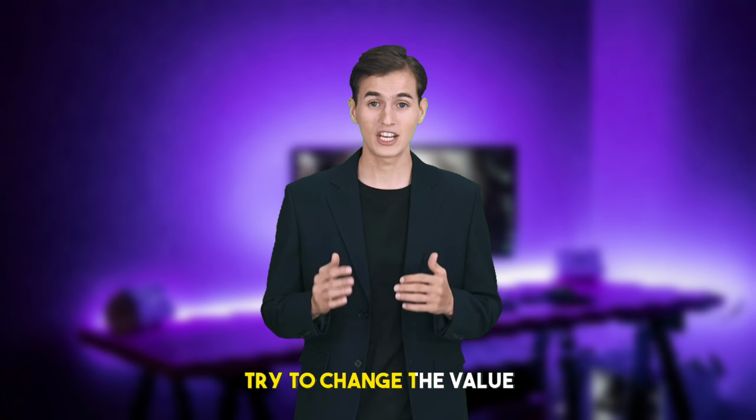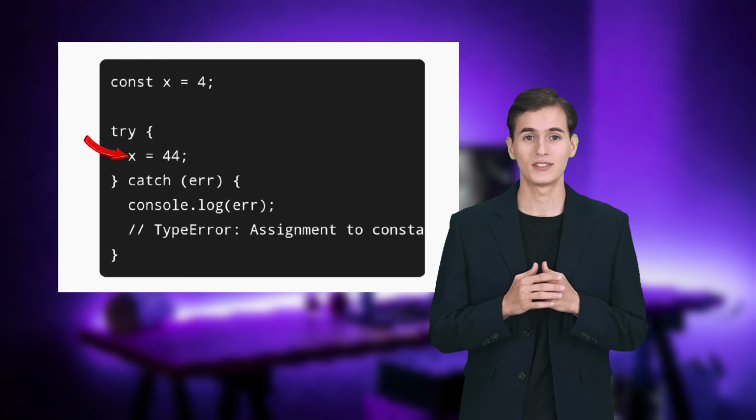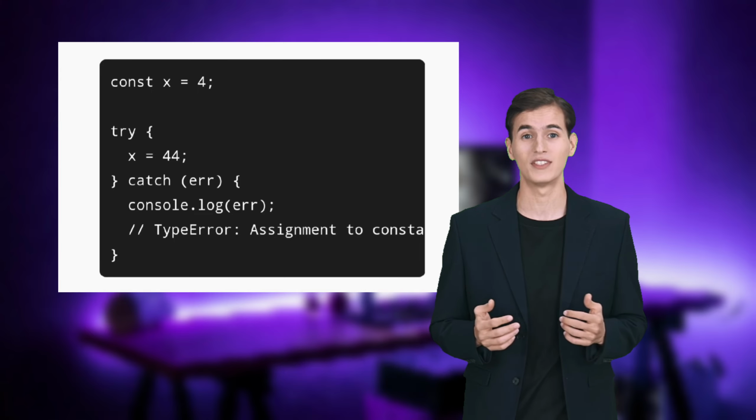Now let us try to change the value of the variable x. In this example, the constant x is used twice with different values. This will result in an error: type error, invalid assignment to const number.